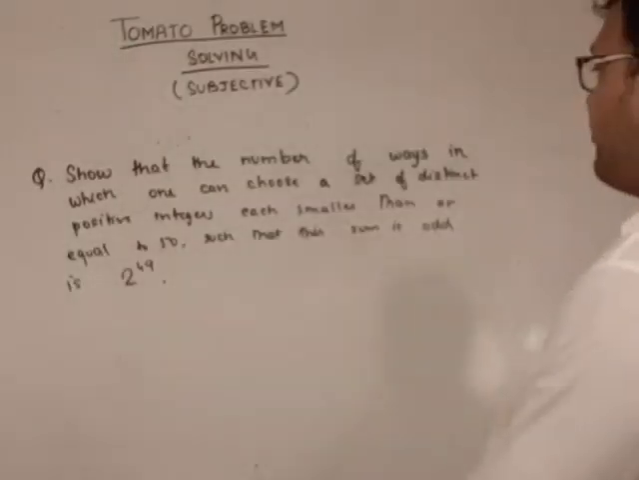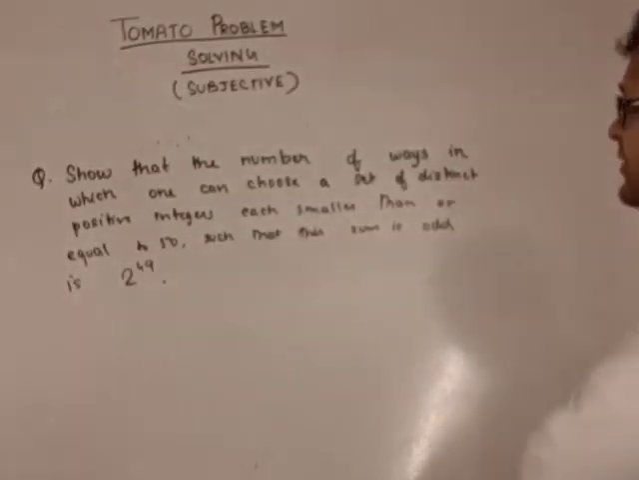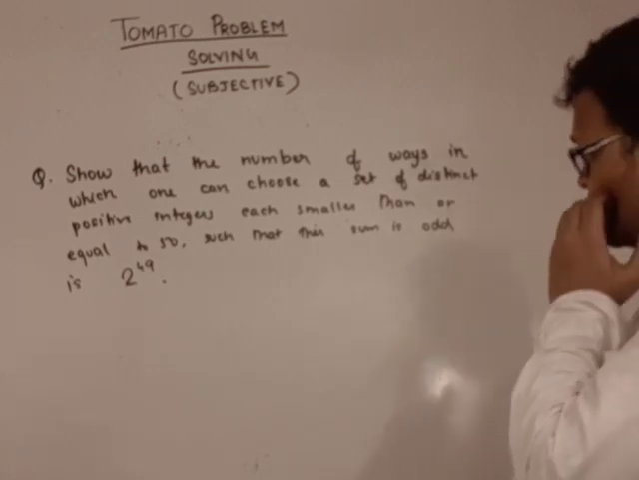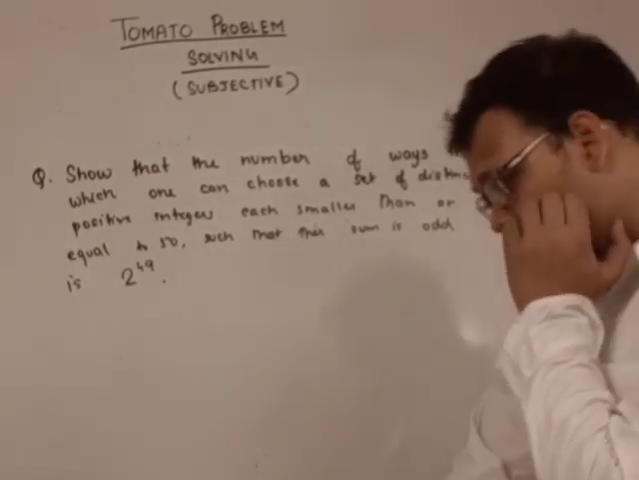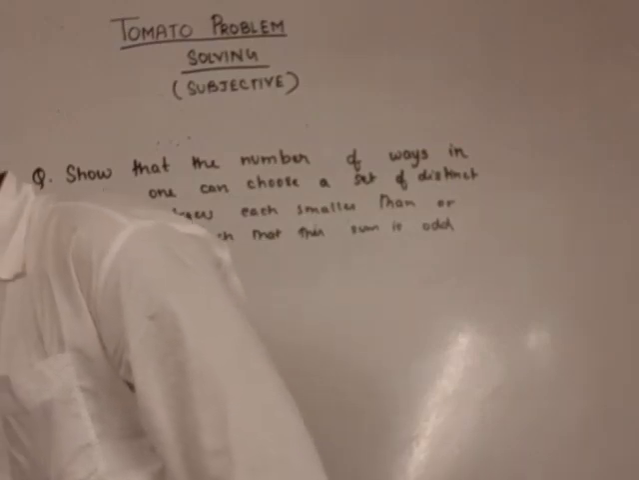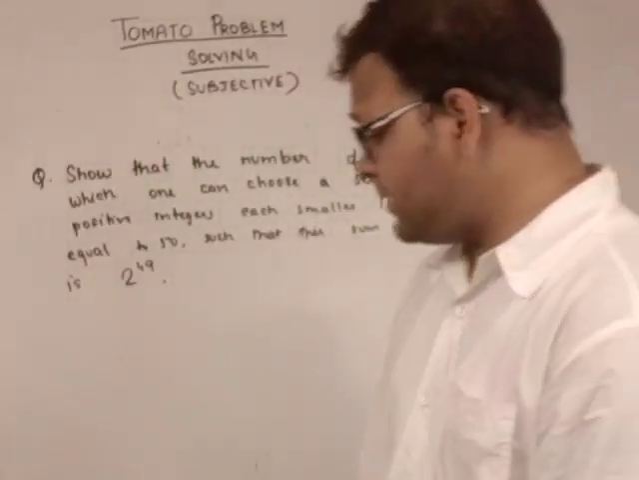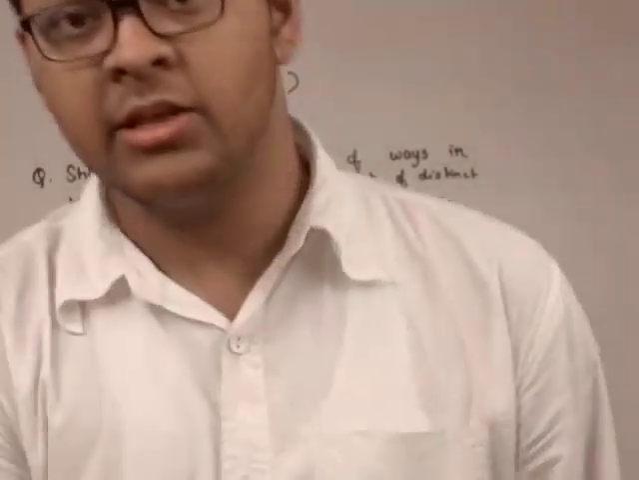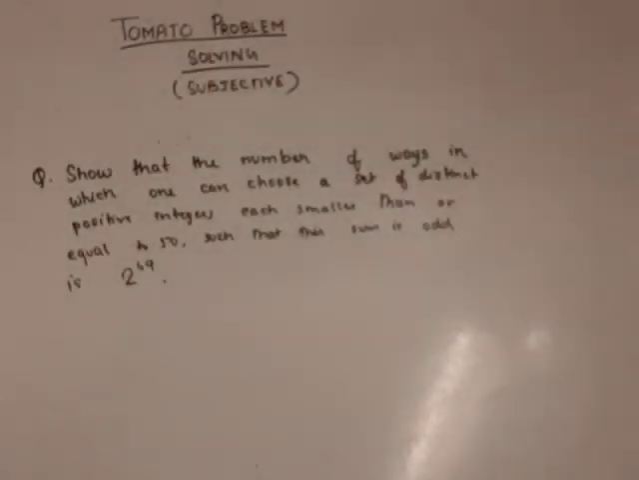Show that the number of ways in which one can choose a set of distinct positive integers, each smaller than or equal to 50, such that their sum is odd, is 2 power 49. So just try this problem and then I'll explain the trick that is involved in the problem. Please try it for the stipulated time that is given.